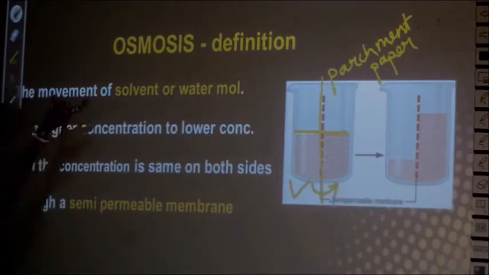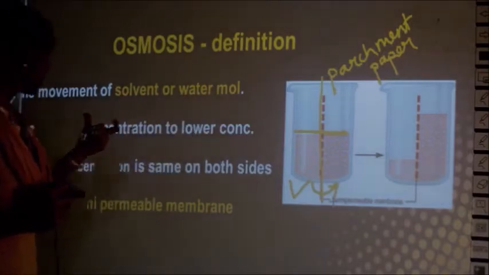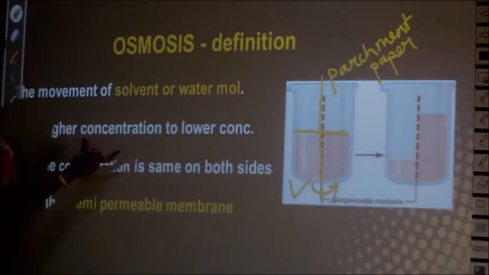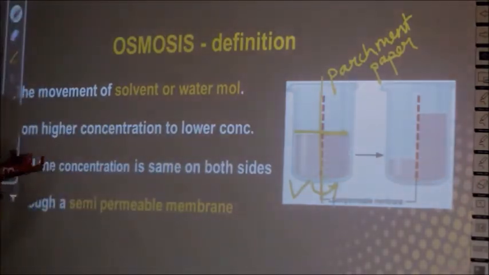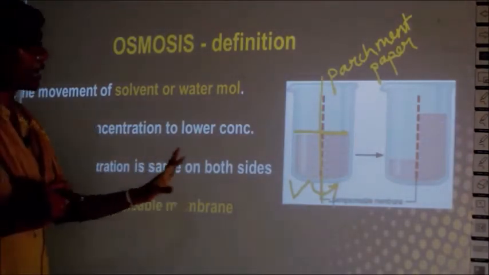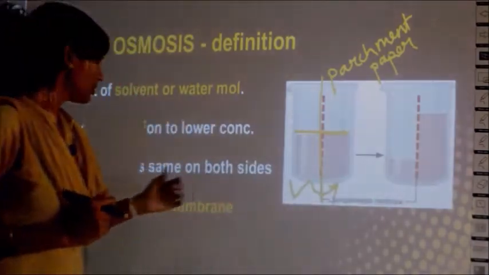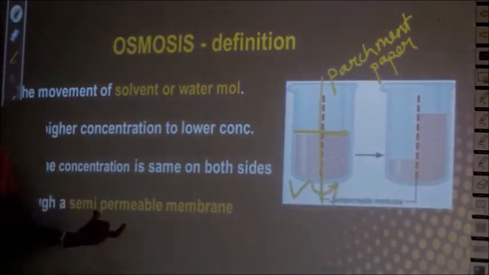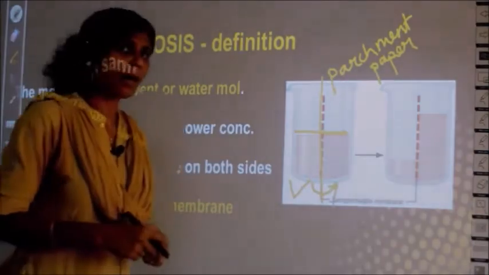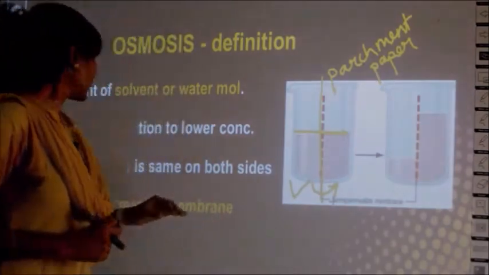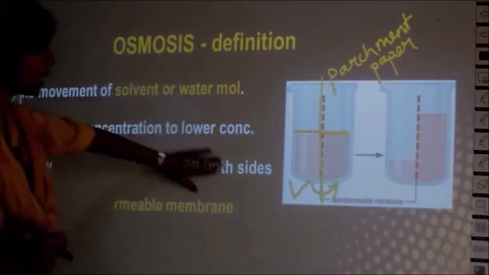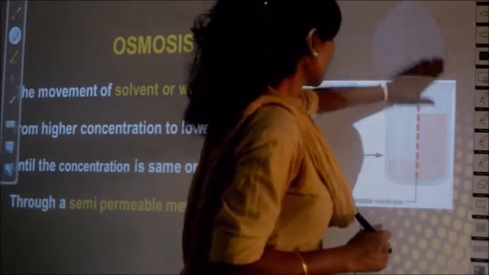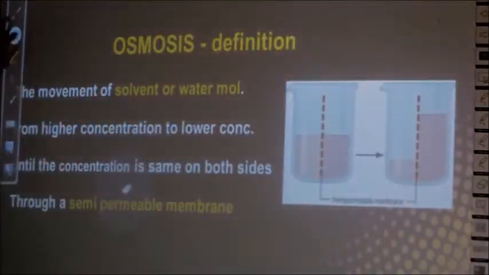So let's see the definition one more time. The movement of solvent or water molecules from higher concentration of water to lower concentration of water until the concentration has become the same through the semi-permeable membrane. So this is about osmosis. So next we will study the third mechanism, which is called, what is the third mechanism? Active transport, right? So let's study about active transport.